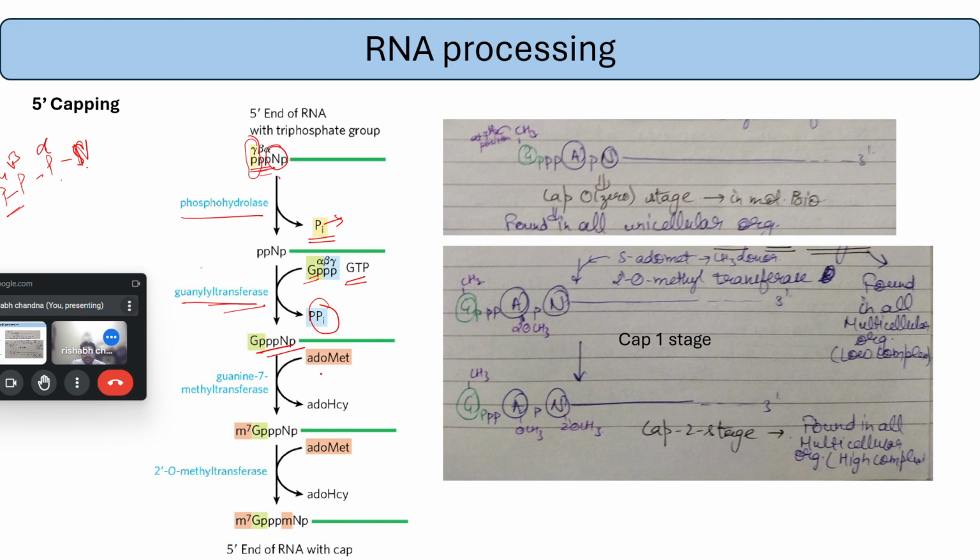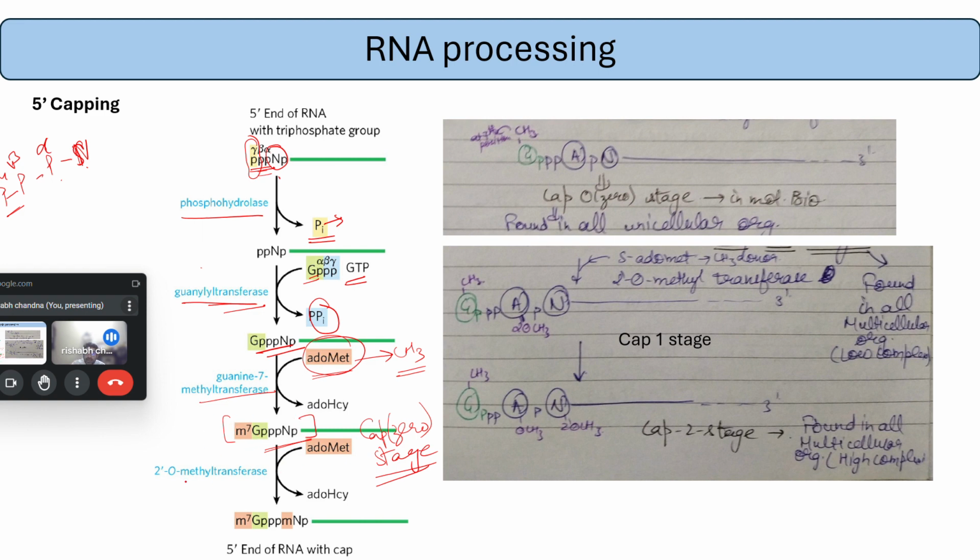Now the methyl group is added to guanine at the seventh position of the guanine residue with the enzyme guanine 7 methyl transferase, using the substrate EDOMET. So this EDOMET is basically the donor for the methyl group. Okay, now this is the cap. This is what is called the cap zero stage, where only the methyl group is added on the guanosine cap.